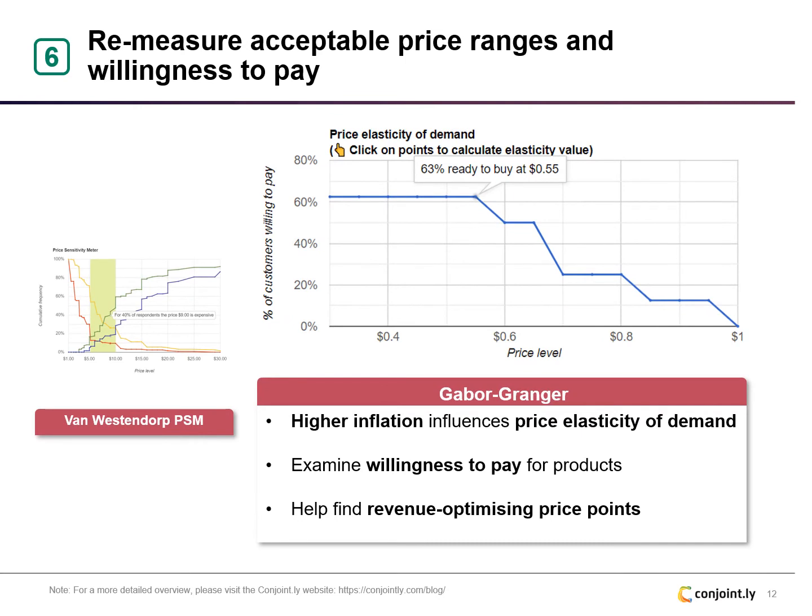In addition, Gabor-Granger allows businesses to simulate price elasticity of demand, which shows consumers' willingness to pay for their product at different price points. The steeper the demand curve, the more price-sensitive consumers are in relation to your product. This can help to find revenue-optimizing price points.